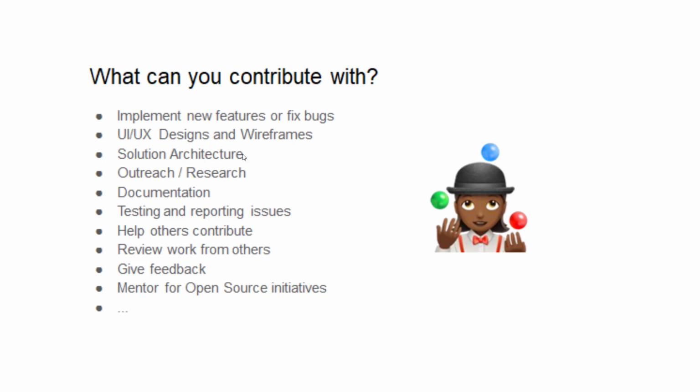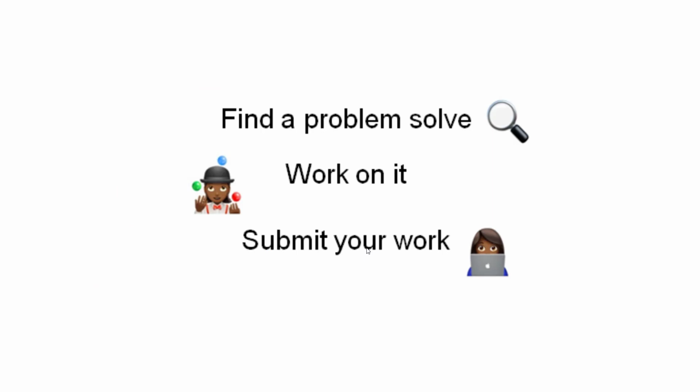As a solution architect, you can do some research. You can create documentation for that open source project, do testing, report issues, and obviously in open source you can help others to contribute, or maybe you can review work from others. If anyone makes a pull request, you can help in reviewing those pull requests and give feedback to any pull request, to any issue created. And you can also become a mentor for an open source initiative if you have good experience in that.